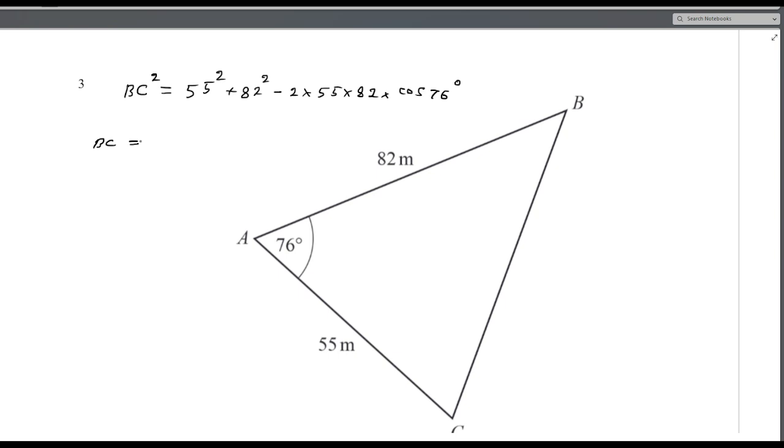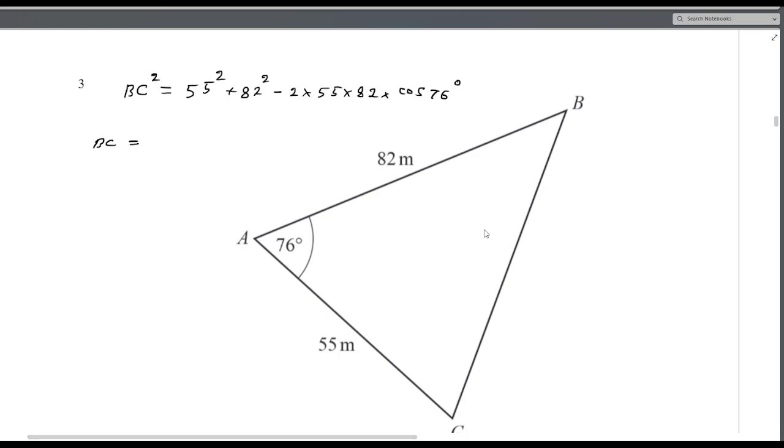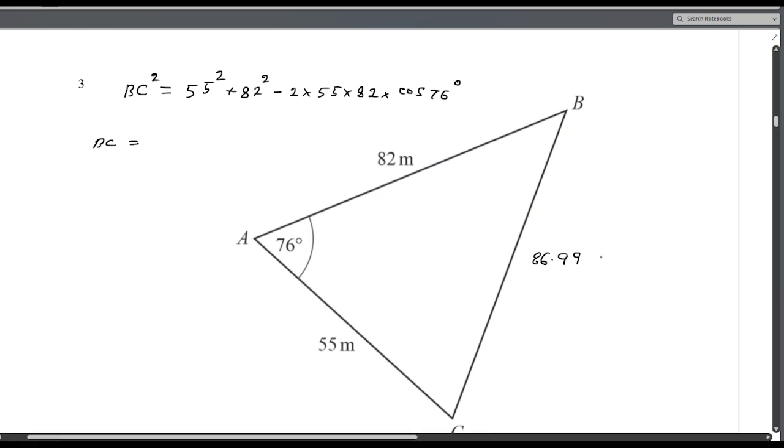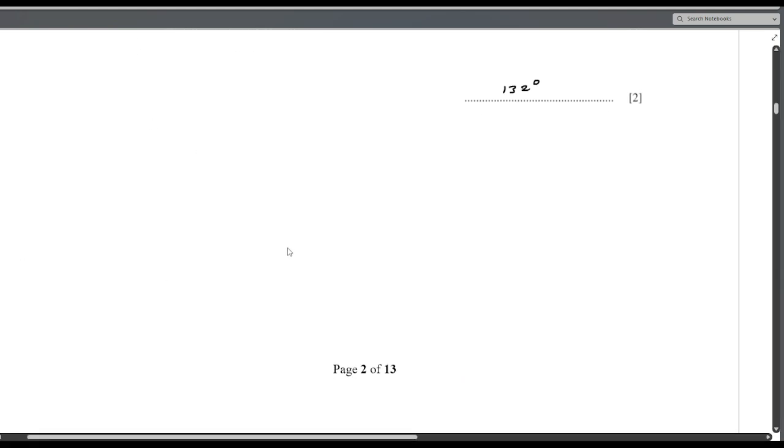Please make sure that your calculator mode is in degree. You will say that, sir, we are using degree, so by default it will be in degree, but please check. It may be possible that some of your friends, to make fun, may have changed your mode. So always when you are using your calculator, please make sure that you are using the correct mode. Now here the answer for BC is 86.99. Actually it is 86.9877.